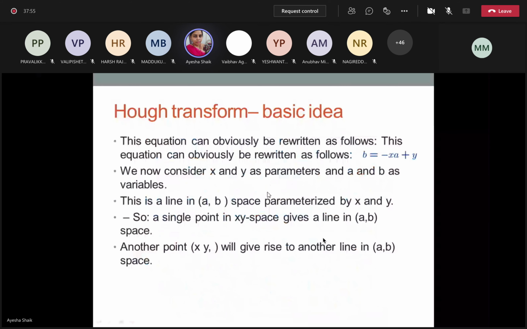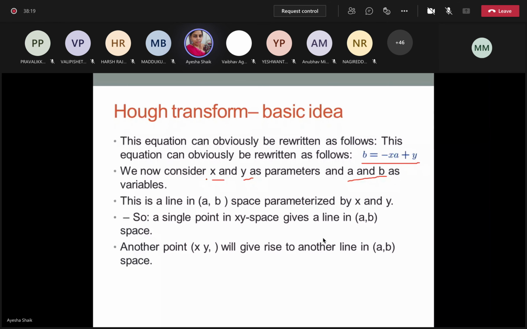The same equation we can rewrite as b equal to minus xa plus y. Previously it was y equal to ax plus b. Now we can rewrite it like this. Now what we will do is consider x and y as parameters and a and b as the variables. Previously x and y were the variables, and a and b were parameters.